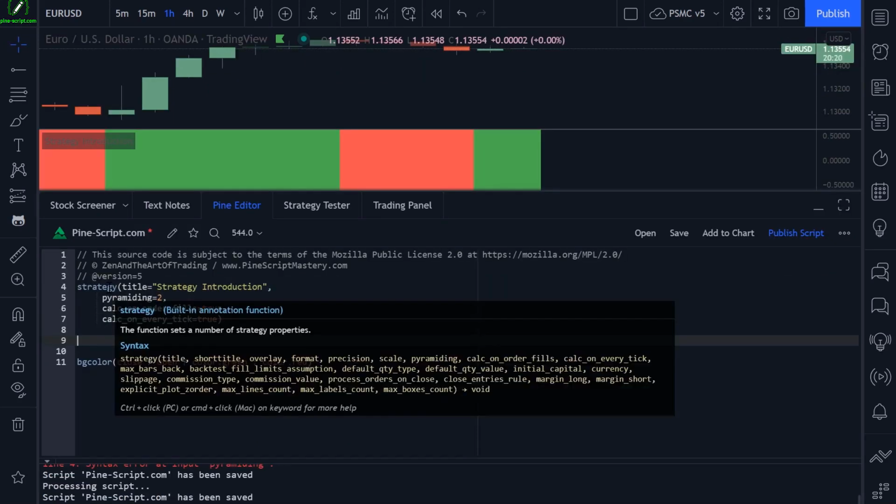Moving on, now I'm going to skip over some of these like max bars back, since that is also applicable to indicators. You can watch the indicator annotation function lesson to learn about that. It's pretty self-explanatory, that one. But the next one is backtest fill limits assumption. A ridiculous name for this parameter. I'm not sure why they called it that.